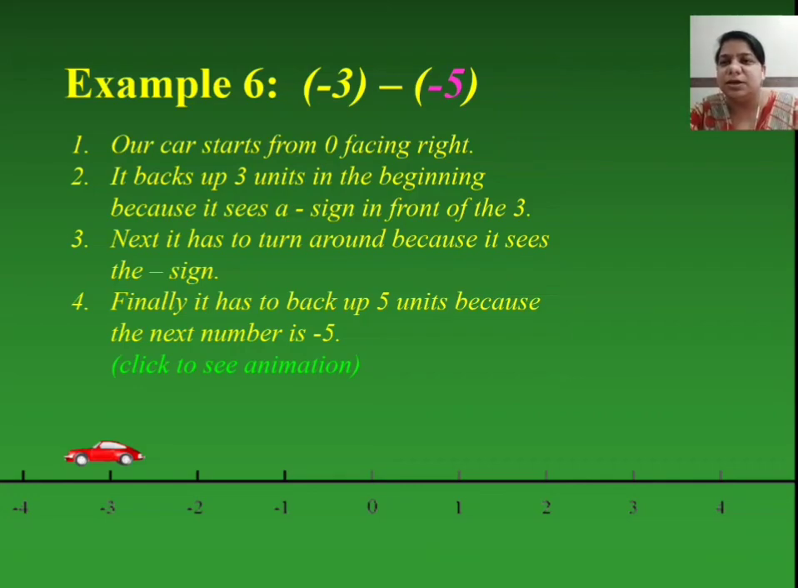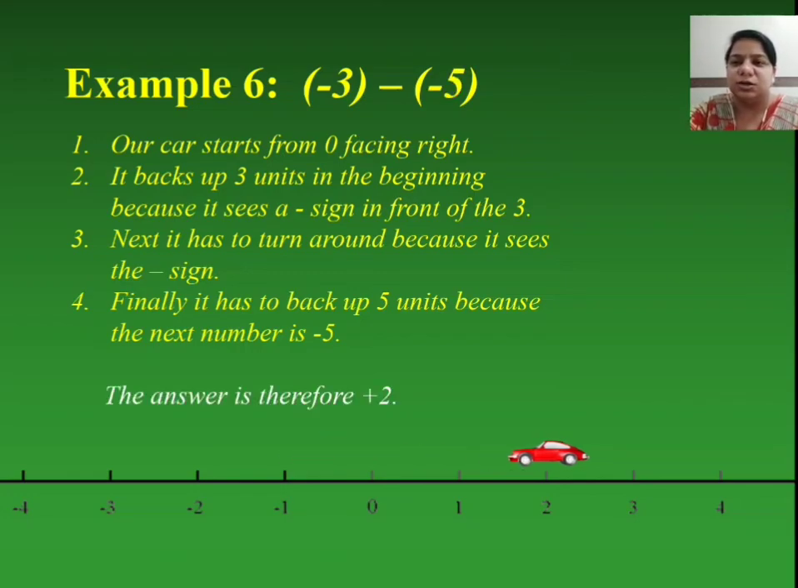The sign in pink color in front of 5 is the sign for the negative integer, and the sign in between the 2 brackets is the subtraction sign. For that subtraction sign, we have changed the direction of the car. And now for minus 5, we have to take 5 steps backward. So we go 5 steps backward from minus 3 and we are at 2 now. So minus 3 minus minus 5 will become plus 2.